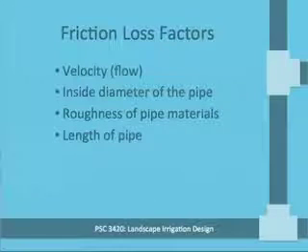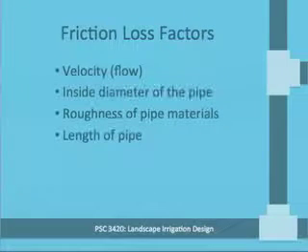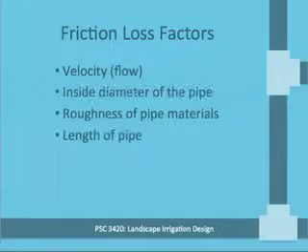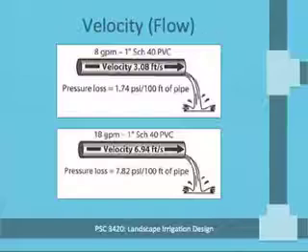There are 4 friction loss factors that we consider when we're calculating friction losses, and we're going to discuss each of these in more detail. But to introduce them, the first is velocity or flow, the second is the inside diameter of the pipe, the third is the roughness of the pipe materials, and the fourth is the length of the pipe.